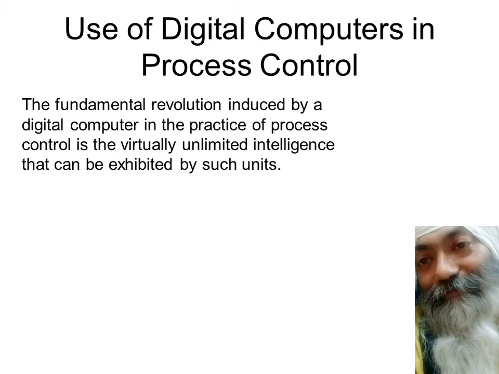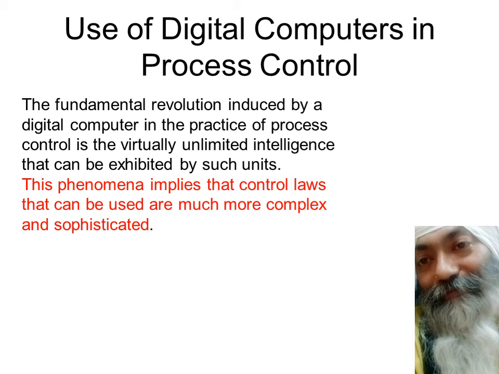The fundamental revolution induced by digital computers in the practice of process control is the virtually unlimited intelligence that these computers exhibit, and this intelligence can be put in use for controlling a process. With this intelligence, we can implement much more complex and sophisticated control laws which otherwise were not possible without the use of computers.